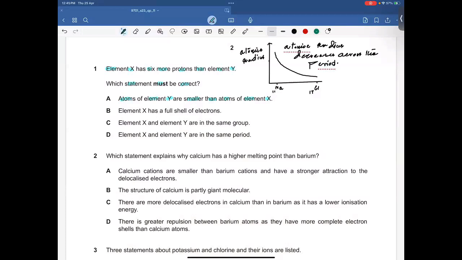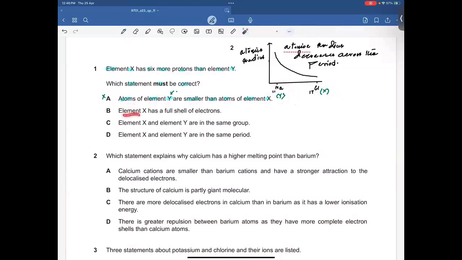So let's suppose sodium is Y, then chlorine becomes X after 6 more protons, right? So A is going to be the incorrect option because chlorine has a smaller atomic radius than sodium, whereas it is saying atoms of element Y are smaller than atoms of element X. So element X is smaller than element Y, which means this statement is absolutely incorrect.